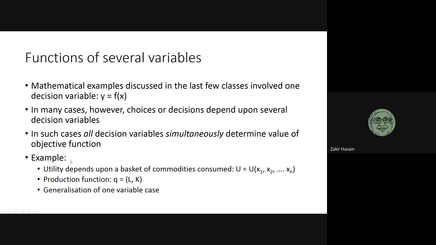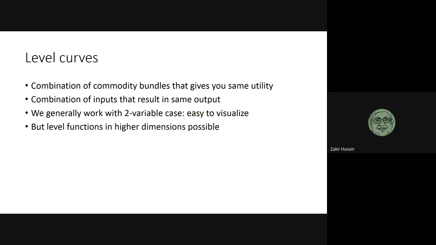For instance, utility enjoyed by the consumer depends not upon consumption of a specific item, it depends upon consumption of a basket of commodities. So here we have n commodities, and how much of each commodity the consumer has purchased determines his utility. In case of the production function, a common form is output depends upon labor and capital. To some extent, it's a generalization of the one variable case, but at the same time, it also has some unique features of its own.